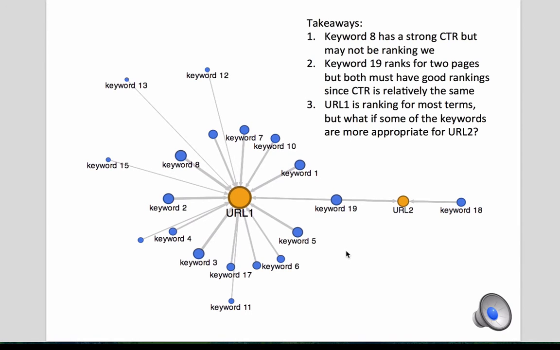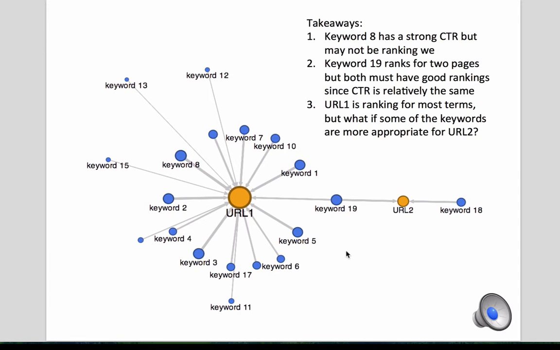Second thing here is keyword 19. So let's look at that one. Keyword 19 actually ranks for 2 pages. It ranks for URL 1 and it ranks for URL 2. Now both of those pages could be appropriate for this particular keyword. The click-through rate looks pretty decent by the size of the dot at keyword 19. So in either case, it's probably getting a decent click-through rate. The rankings are probably pretty similar, but there may be one page that converts better than the other one. So if you're getting a ton of traffic from a particular keyword, but the conversion rate's low, maybe it's because the wrong page is showing up. That's something you can spot with this, and you can also see cases where you have duplicate content.